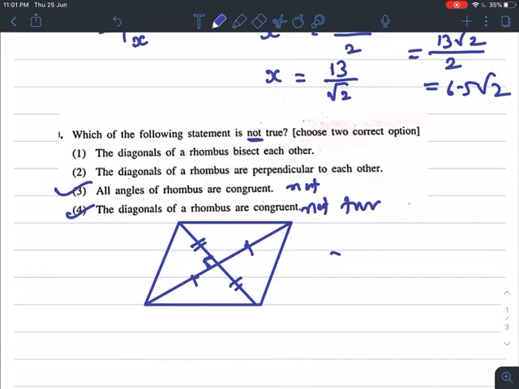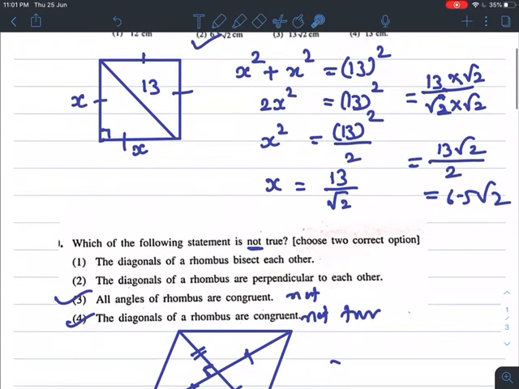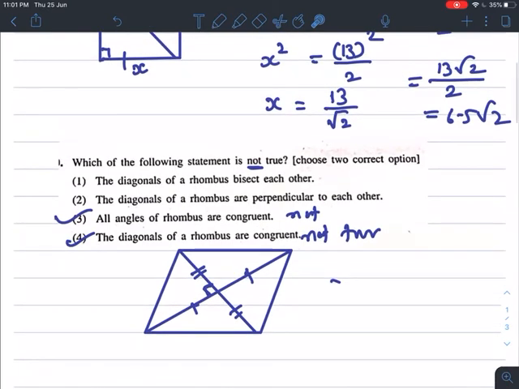But we check it. Angles of rhombus are congruent, they said. So here if we see, these angles of rhombus are not congruent, because this angle is an obtuse angle and this one is acute. Obtuse and acute means they are not congruent. If we see a square, all angles are equal, 90 degrees, congruent.